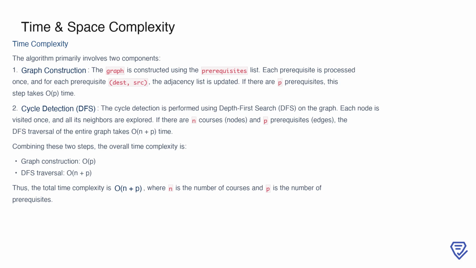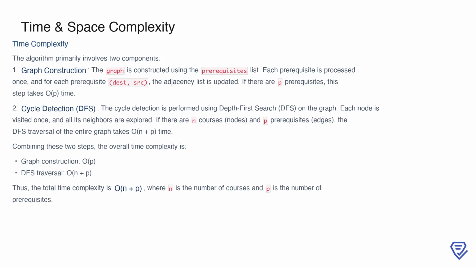The second component is cycle detection, which is performed using depth-first search, or DFS, on the constructed graph. During the DFS, each node is visited once, and all its neighbors are explored. With n representing the number of courses and p the number of prerequisites, the DFS traversal covers all nodes and edges, taking O(n + p) time.